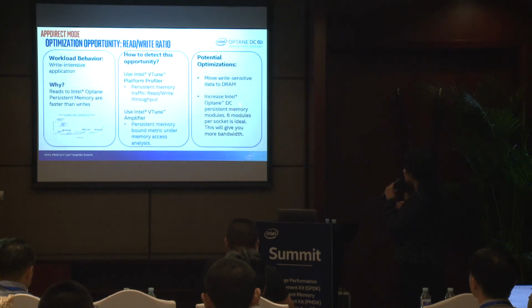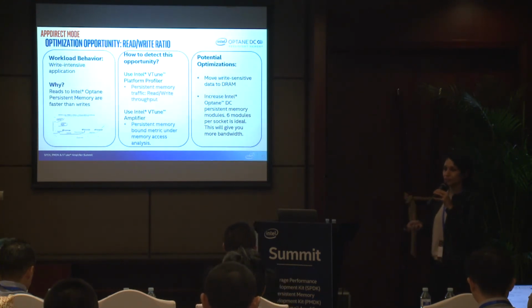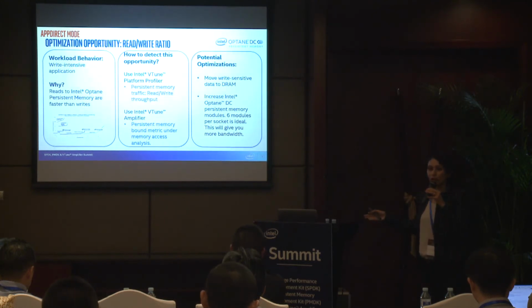The other option here is that if you're not populating your socket completely with DIMMs, you might want to consider that. Six modules per socket is ideal, and this will in turn give you more bandwidth. So you can consider that as another optimization opportunity here.